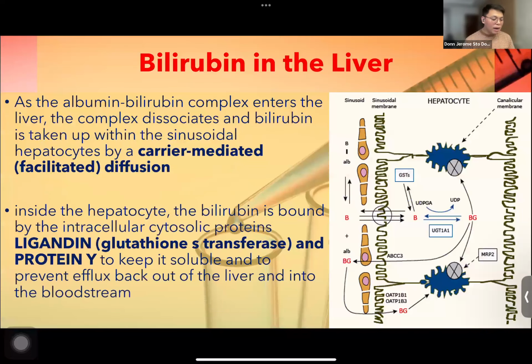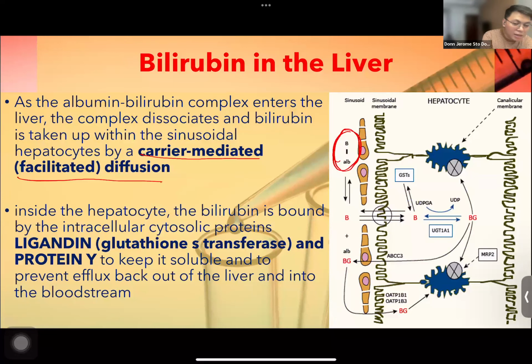Okay? So let's now go back to your albumin-bilirubin complex. Ito na po siya. Okay? The albumin and bilirubin complex would go inside the hepatocyte in a carrier-mediated, facilitated diffusion. Sabi sa Pisho, ano sabi ni Doc Barbon? Pag facilitated diffusion, energy dependent, energy independent. It's energy independent. Is it concentration dependent? It's concentration dependent. Such that kapag ang bilirubin inside the hepatocyte is already high, papasok pa po ba ang bilirubin from the circulation? Hindi na po.